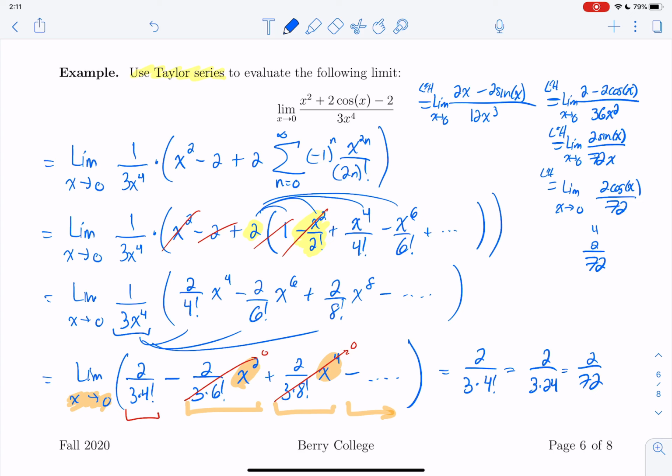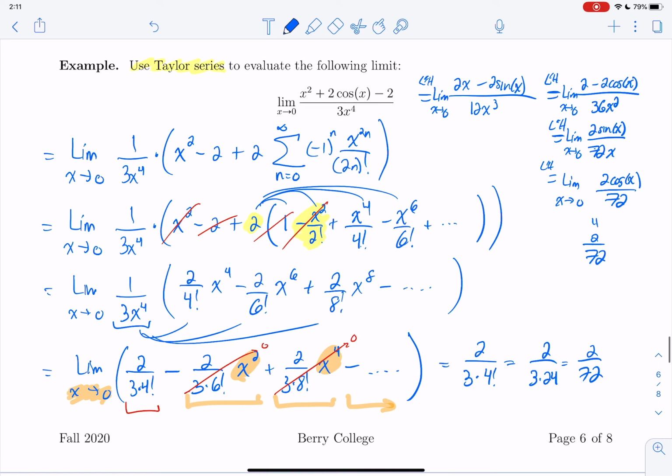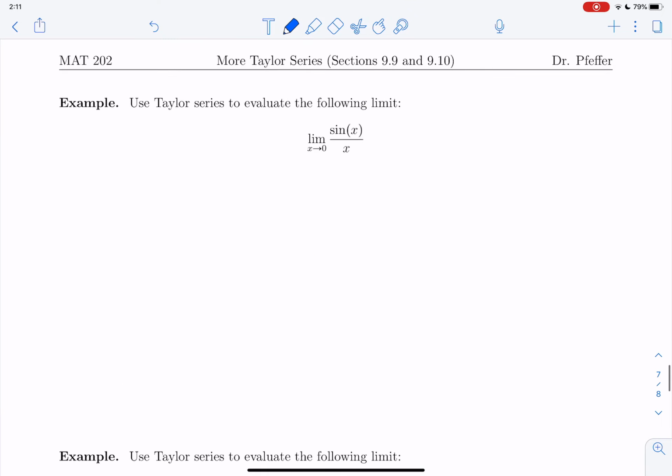This is maybe a complicated answer. We can take a look at some simpler answers. Like here we have the limit as x goes to 0 of sine of x over x. This is another thing that's classically L'Hopitalable, but we can do with series instead.